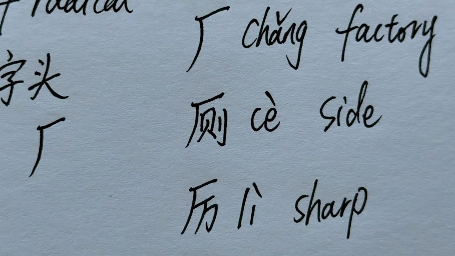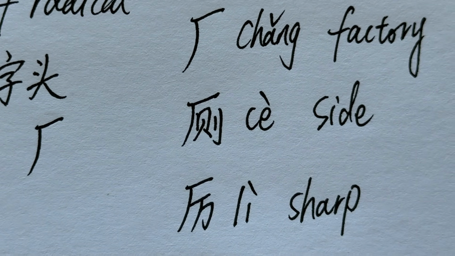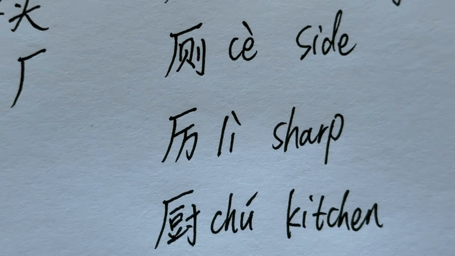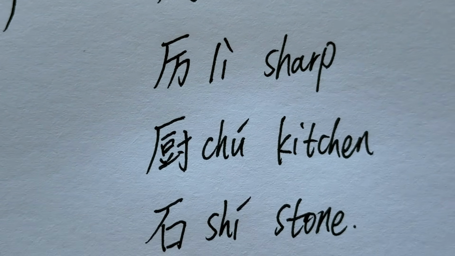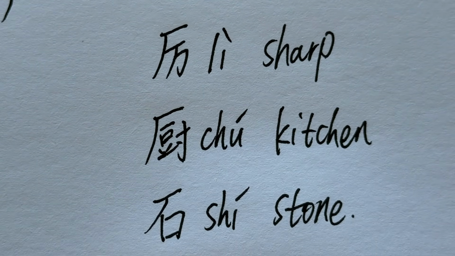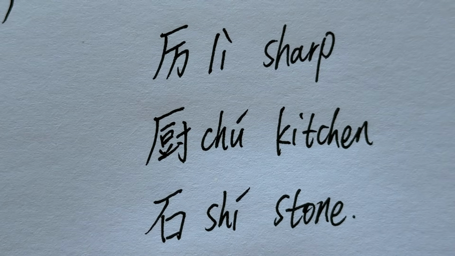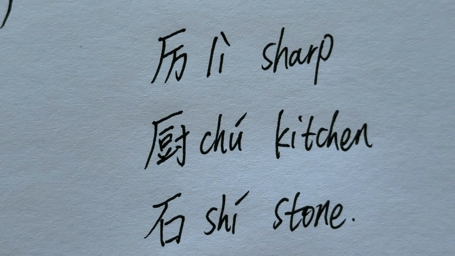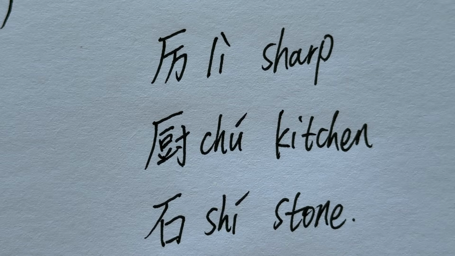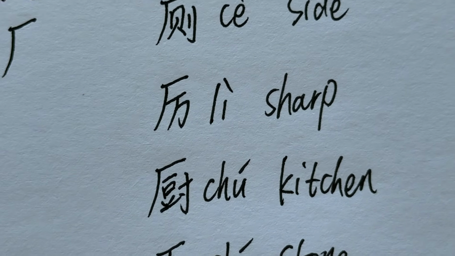厂 factory, 侧 side, 力 sharp, 厨 kitchen, 石 stone. All these words are sheltered by the outer cliff radical 场字头.